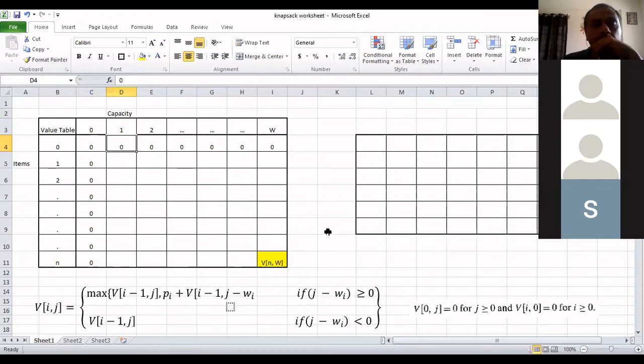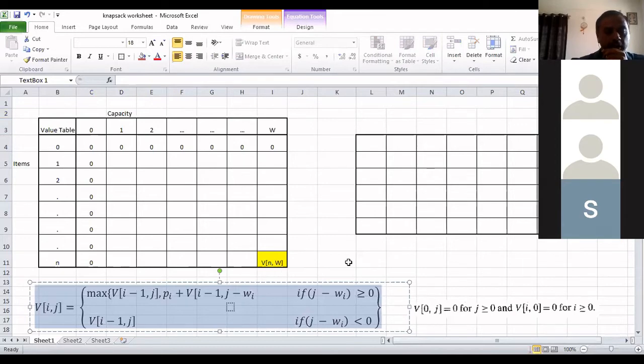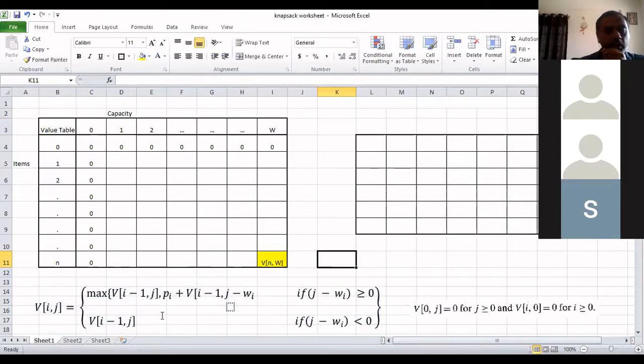Now, how to fill this knapsack is basically based on this particular equation, as you can see here at the bottom. Can you see this equation? It is a very simple equation. Here J represents the index for columns and I represents the index for rows.